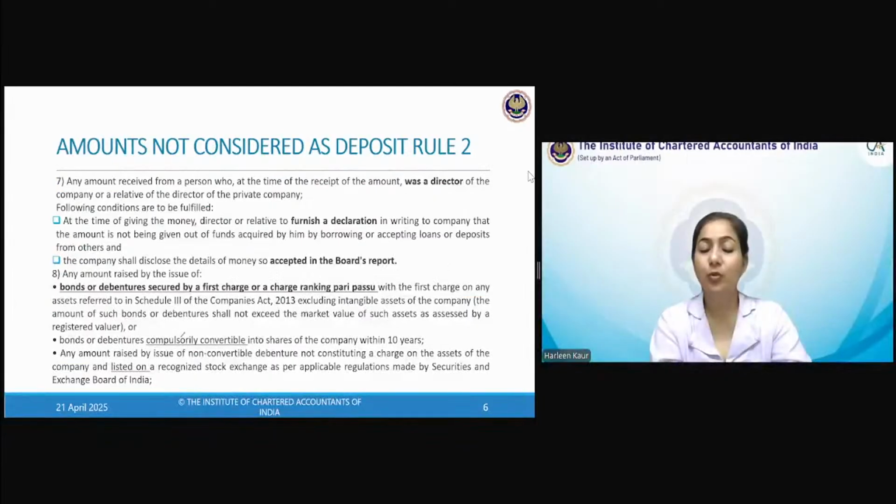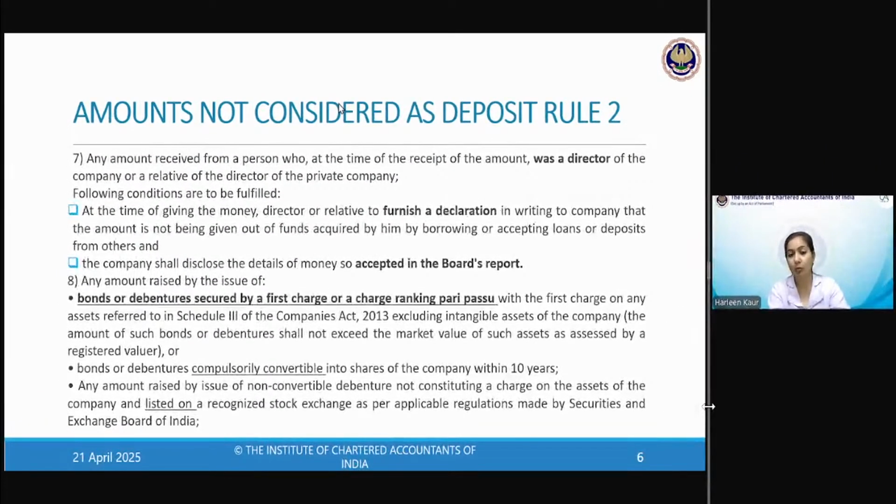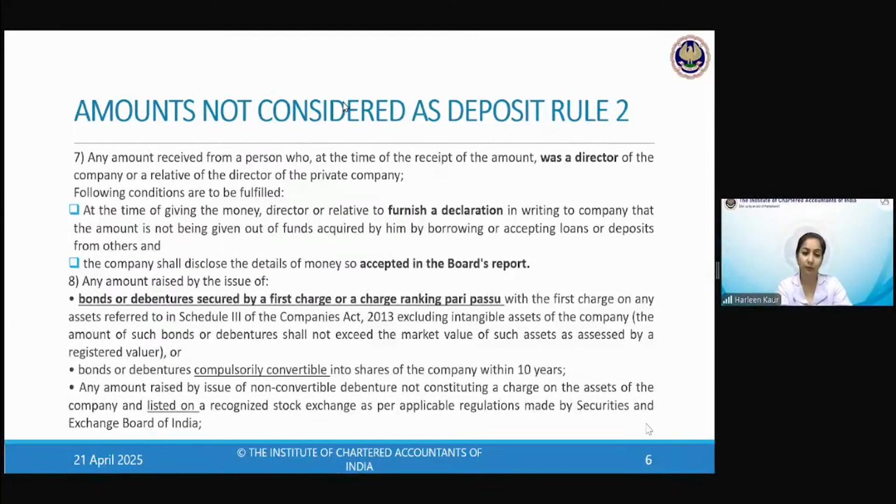The bonds and debentures which are compulsorily convertible in 7 years, will they be considered as deposits? The amount will be considered as deposits, yes or no? Very good. If the amount issued of debentures is 1 lakh, but they are not convertible and non-secured, and even they are not listed on a recognized stock exchange, will it be considered as deposits?